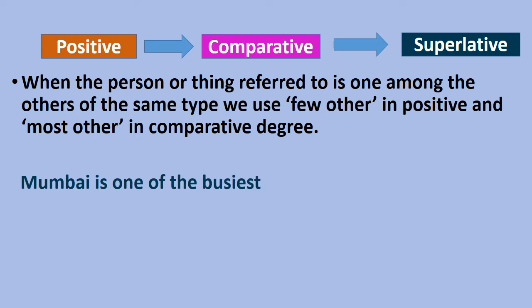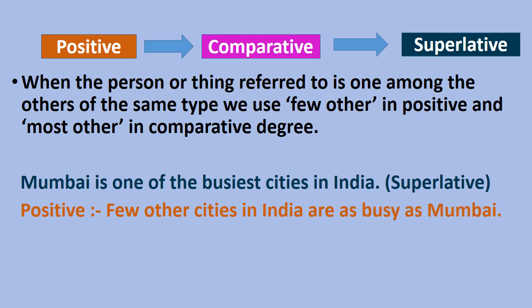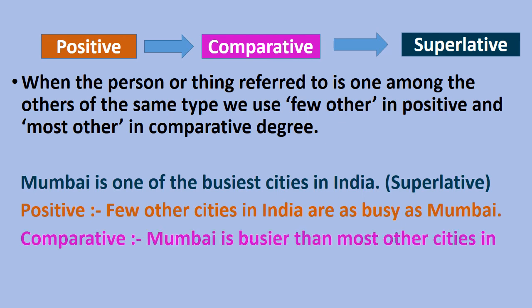Mumbai is one of the busiest cities in India. This is a superlative sentence. So, when we are changing it into positive, it will go as: few other cities in India are as busy as Mumbai, because there are other cities also in India which are equally busy like Mumbai, because our superlative says Mumbai is one of the busiest. It itself gives the opportunity to the thought that other cities are there. Comparative will be: Mumbai is busier than most other cities in India.